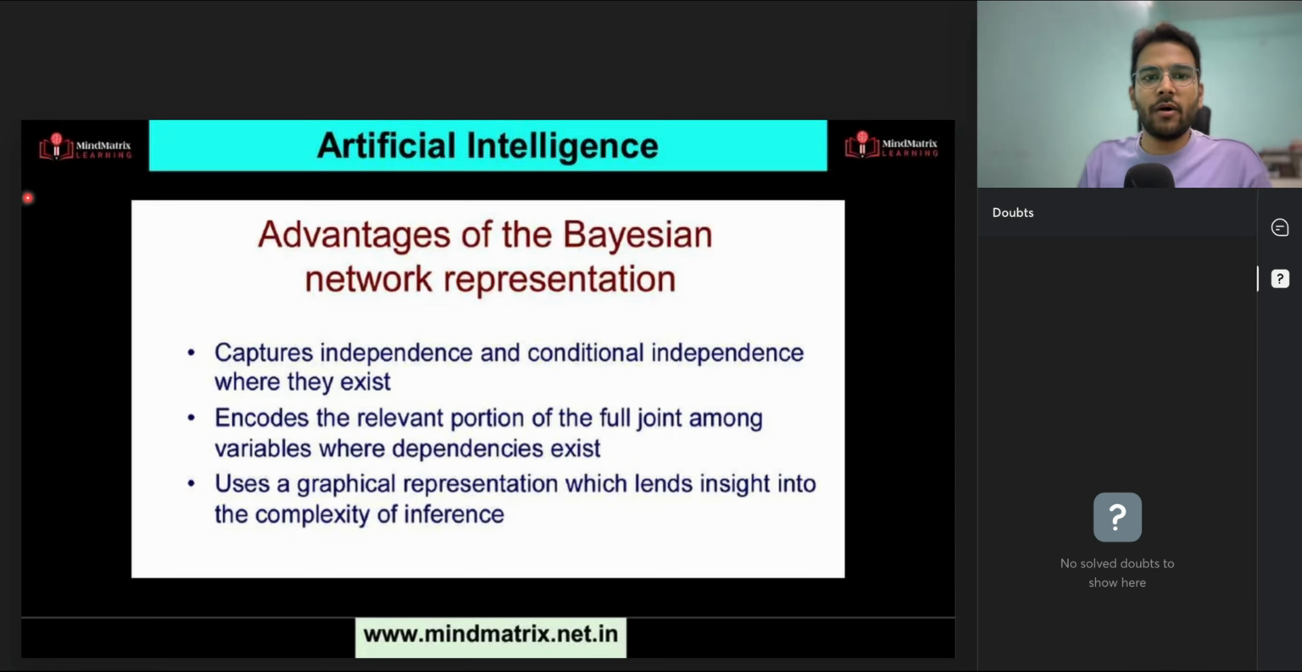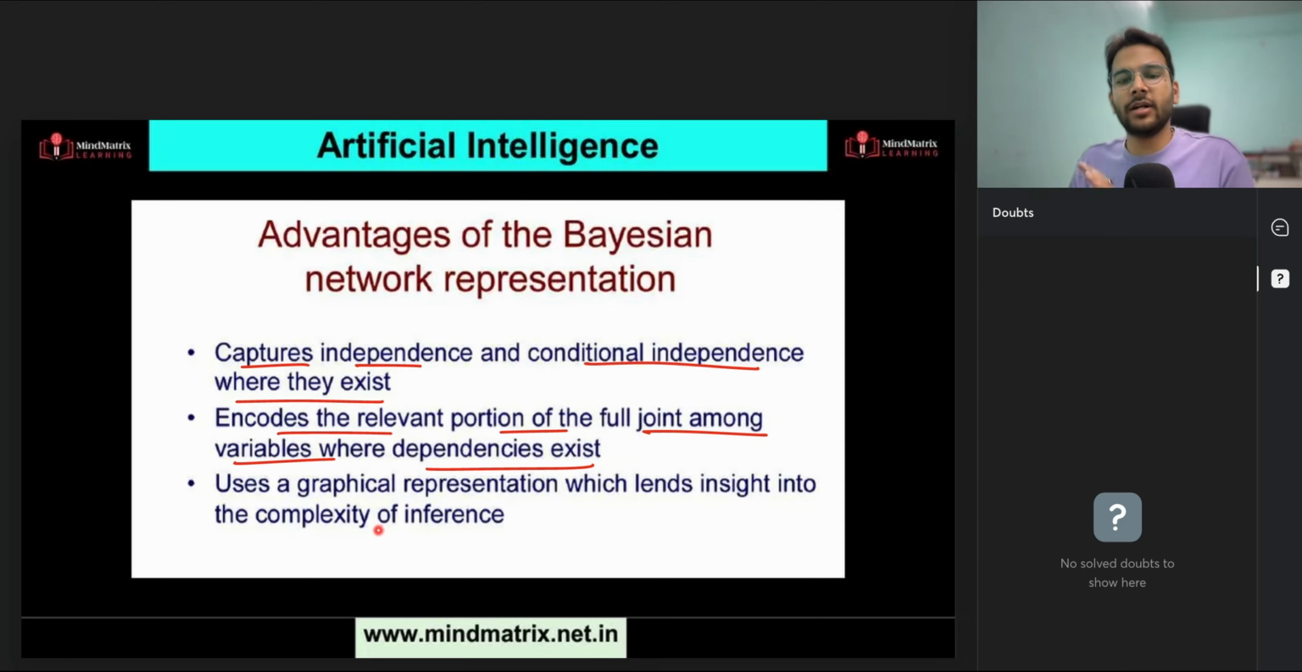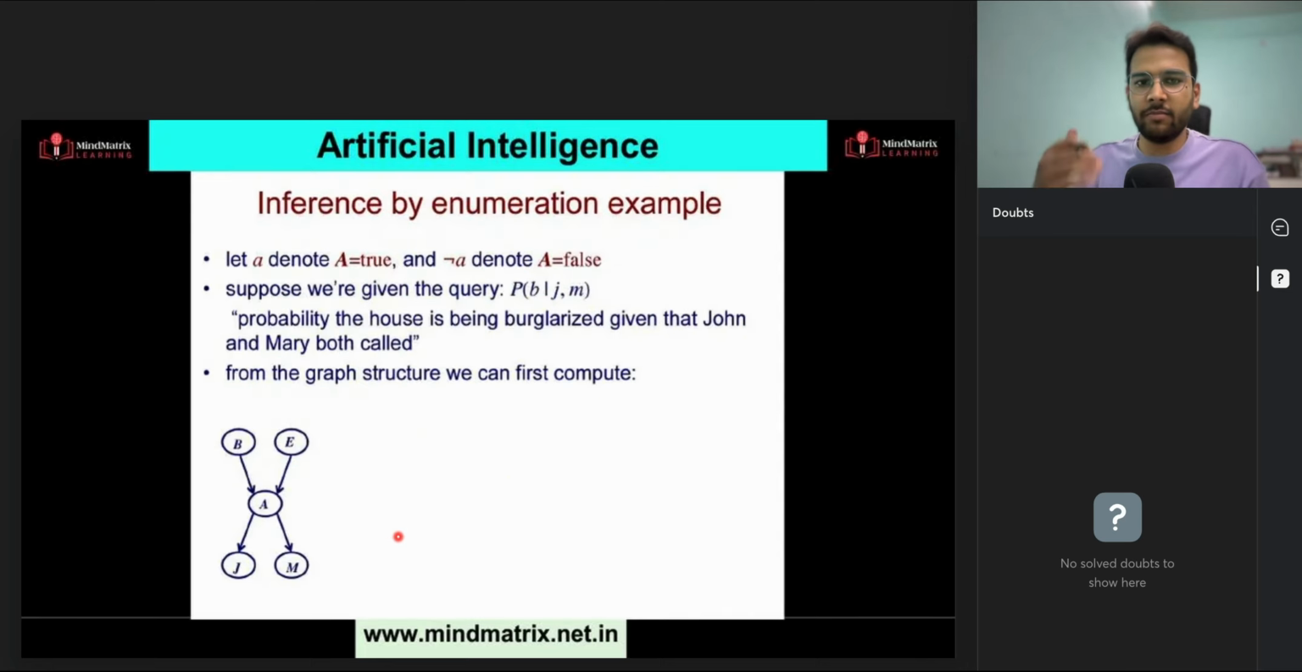What are the advantages of Bayesian network representation? It captures independence and conditional independence wherever they exist, and encodes the relevant portion of the full joint among variables where dependencies exist. So where you have actual dependencies existing, it considers only that relevant portion in the full joint. It does not consider everything. It uses a graphical representation which lends insight to the complexity of inference. So we can basically do inference from that particular graph.